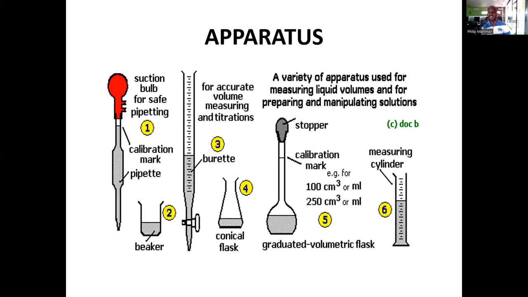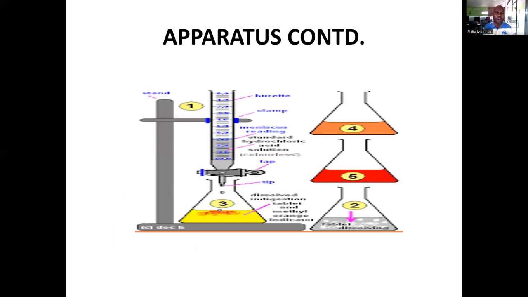Obviously, you have seen number six as your measuring cylinder. It is used to measure accurately certain liquid in the laboratory. My wonderful student, it's important that you know this apparatus. Not here yet, but you see that we have what we call a retort stand. The retort stand is used to hold your burette. So you can see your burette clamped to a retort stand, and you can see your conical flask.